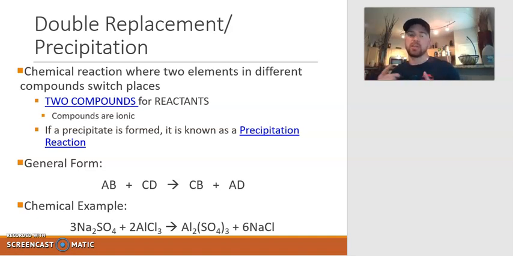A double replacement reaction is a chemical reaction where two elements in different compounds are going to switch spots. The key characteristic for this type of reaction is you're going to look for two compounds as reactants. More specifically, the compounds themselves are going to be ionic. So remember, that's one metal and one nonmetal.